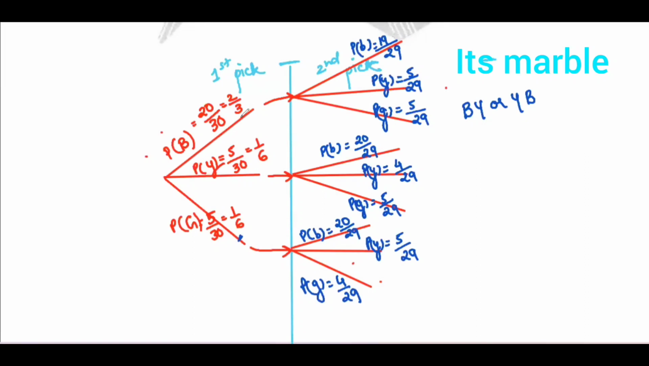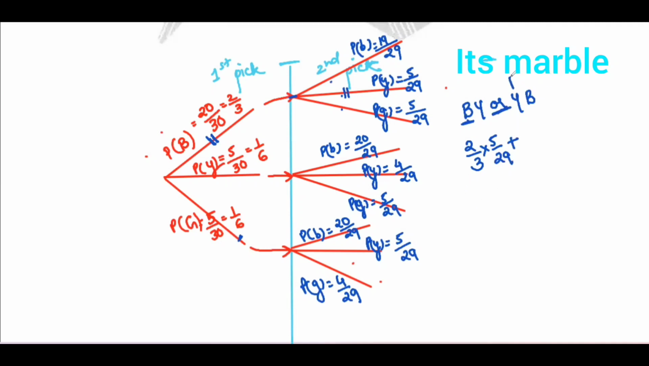So let me start with blue. I have to pick this branch, obviously, because he is choosing blue here. If he has already chosen blue, these three will be the possibilities. So I have to pick yellow in this case, 5 by 29. If he has already chosen blue in the first pick, the probability of choosing yellow in the second pick will be 5 by 29. Since it's an "or" in between, I'll add it.